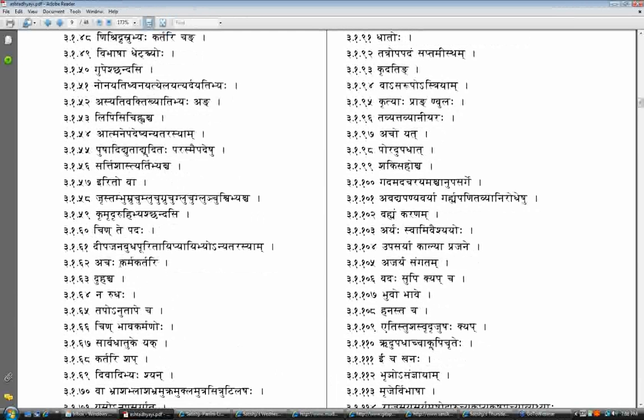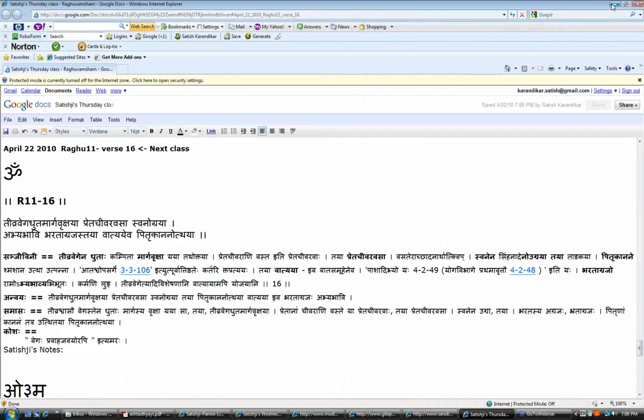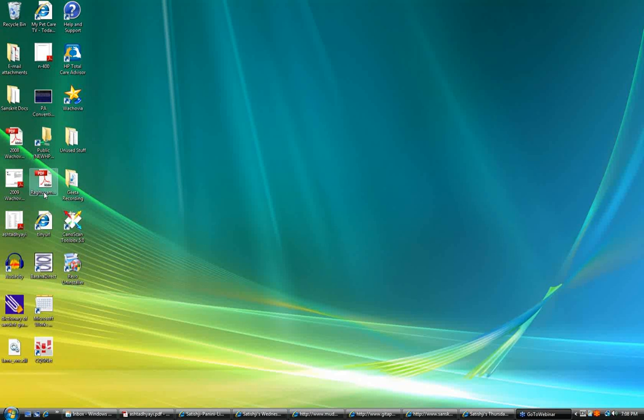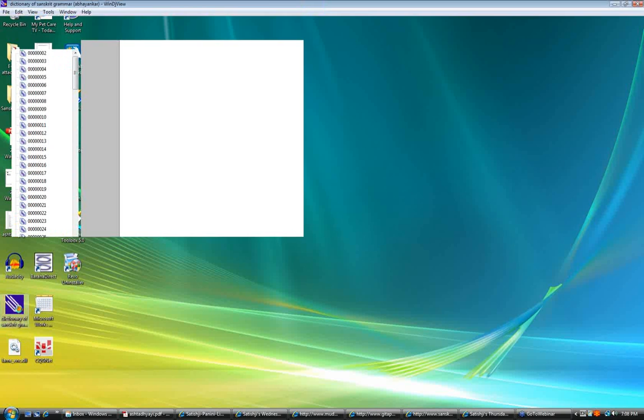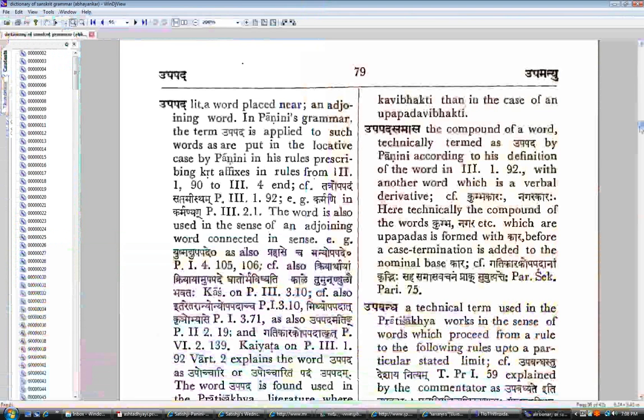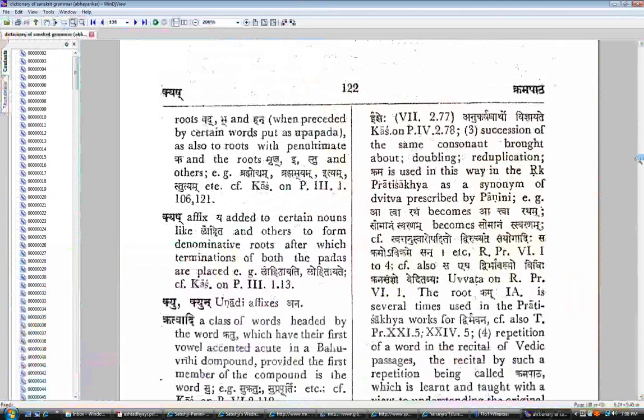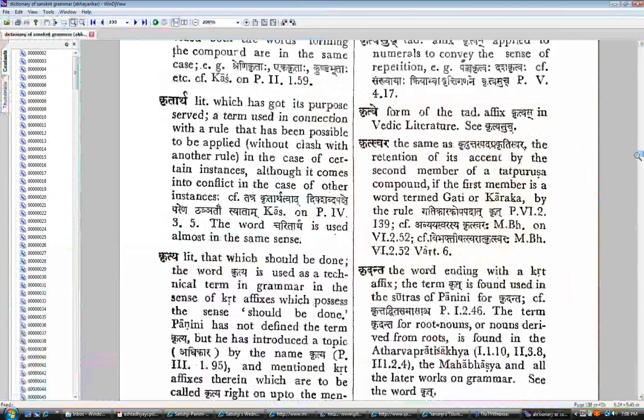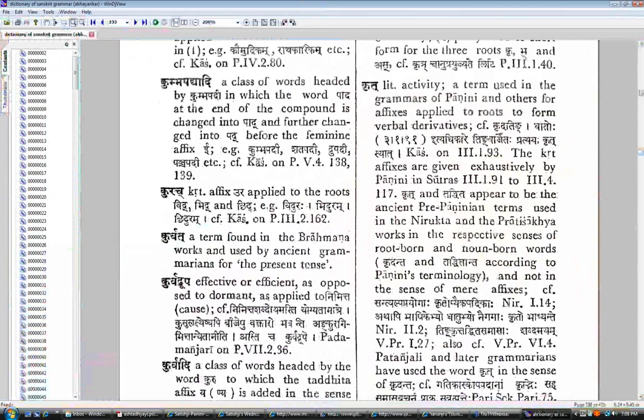And he brings it in kartari also. Yeah, karma kartari. In fact, we haven't used this yet. Let's inaugurate it. This is a technical term, karma kartari. Okay. Let's look at what Abhyankarji has to say in karma kartari.